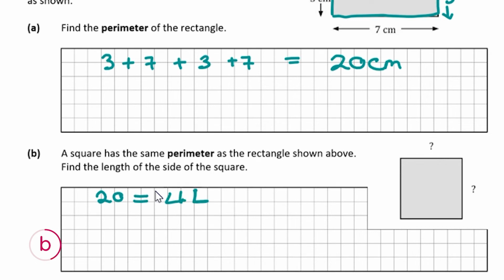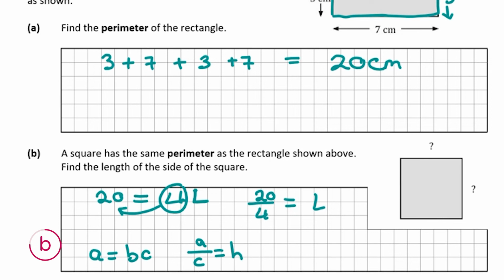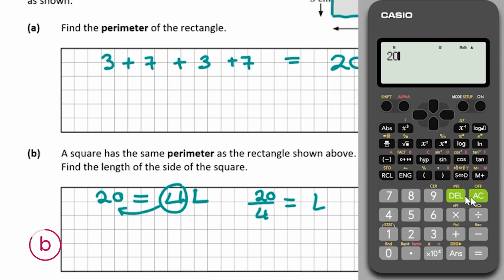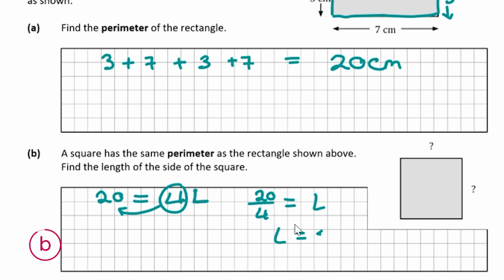Now we need to find the length of the side. So how do we do that? We can get the 4 here and divide it here. So 20 divided by 4 is equal to L. And that's just something you can do in maths. If you have A is equal to B times C, you can write it as A divided by C is equal to B. So now we have 20 divided by 4 is L. We can get our calculator if we want: 20 divided by 4 to find that L is equal to 5. And that's in centimeters, 5 centimeters.